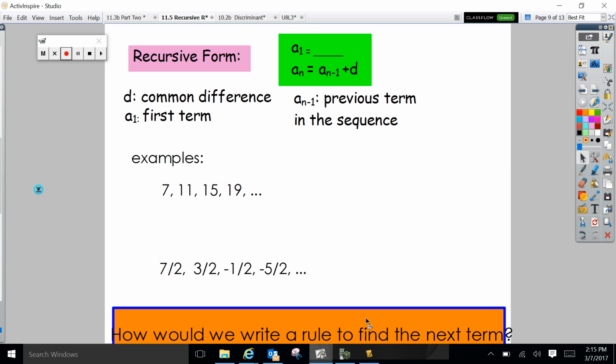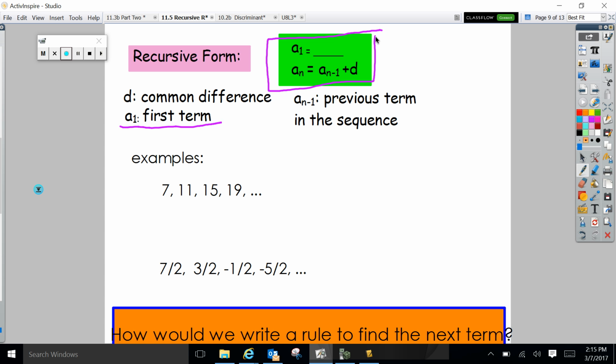The recursive form for arithmetic is when you're adding or subtracting the same number every time. That's where you use the common difference. a sub 1 is still the first term. a sub n minus 1 is still the previous term. So the recursive form is you give me the first term and then you just take the previous term and add your common difference.